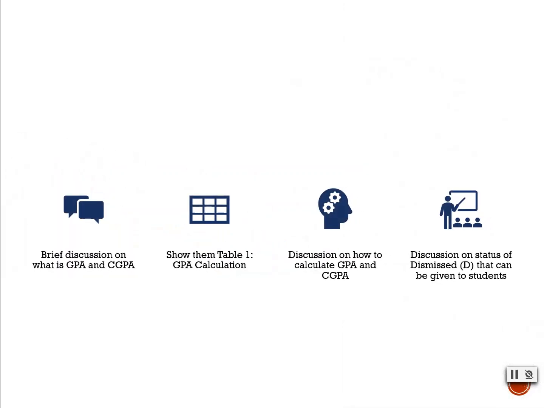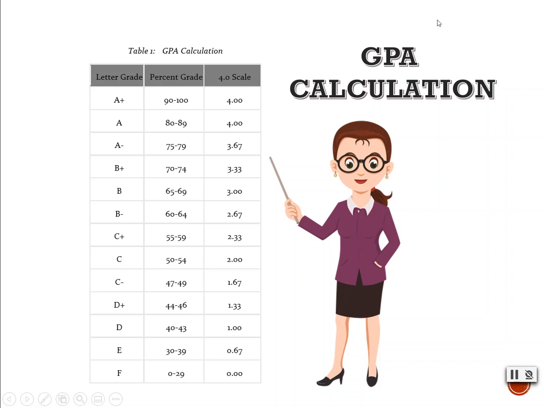So we are going to have a brief discussion on GPA or CGPA, and I'm going to show you the table for GPA calculation. Next, we discuss how to calculate GPA and CGPA, and lastly we are going to discuss the status, such as dismissal, that can be given to the student. So this is the GPA calculation.